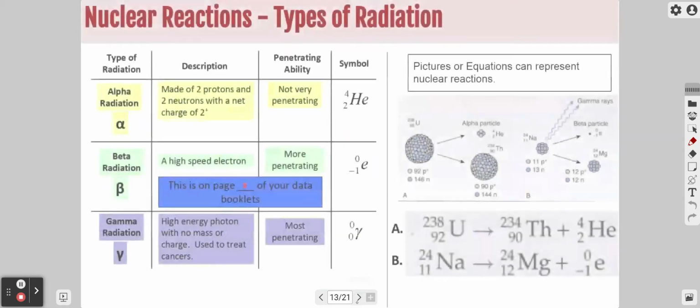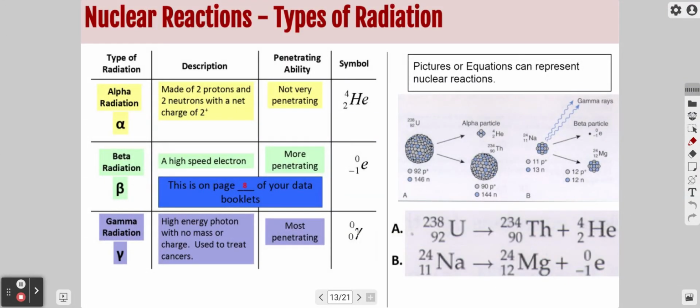All right, so let's take a look at these, compare these different types of radiation. If we're talking about alpha radiation, we use this symbol here. So I'll just redraw it so you can see it drawn. There's the symbol for alpha radiation.